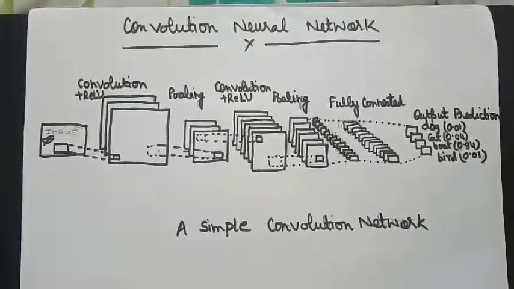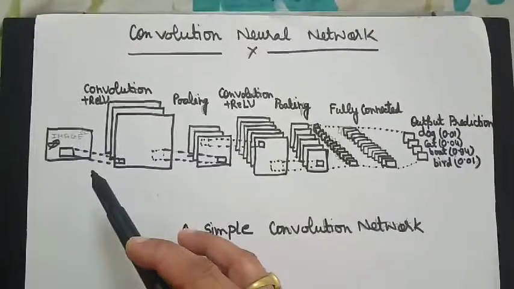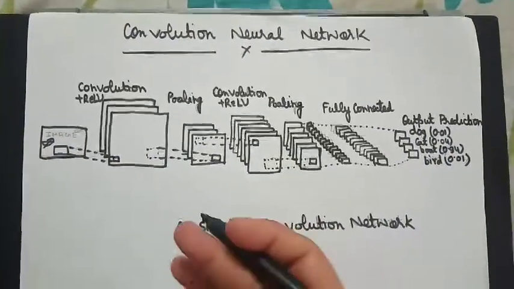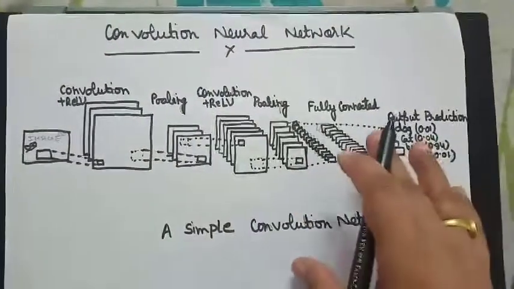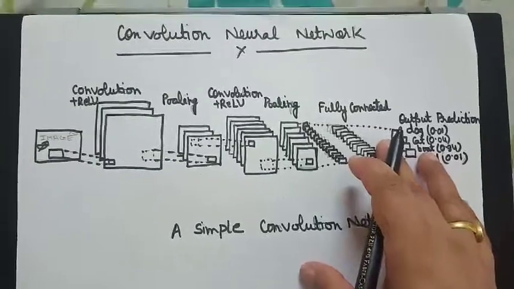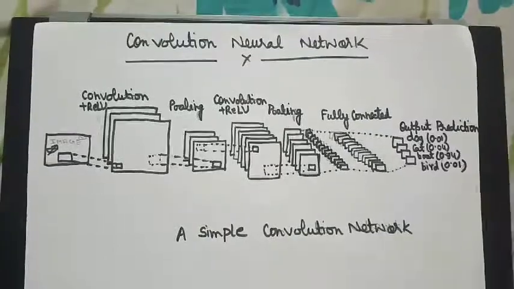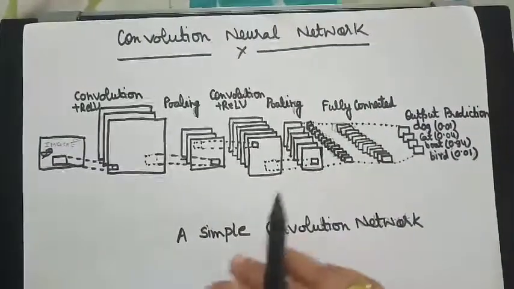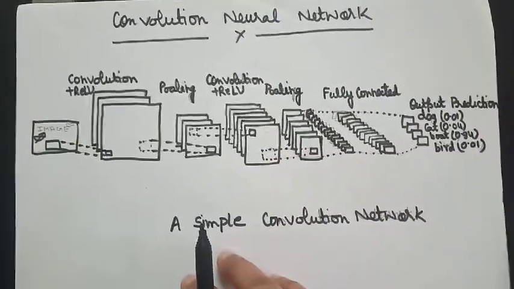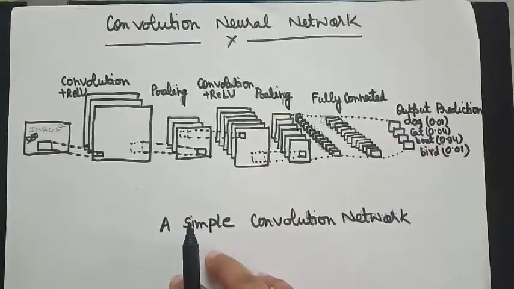It is basically a deep learning algorithm which can take an input as an image and assign importance, that means learnable weights, to various objects in the image to be able to differentiate one from the other. So this is a very useful algorithm nowadays. The pre-processing required in a convolutional neural network is much lower as compared to other classification algorithms. And we can also say that this is a primitive method.